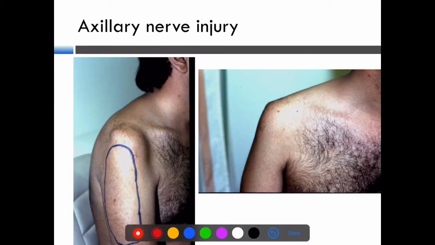You can find a patch of anesthesia, a patch of loss of sensation, in this area when the axillary nerve is injured. In axillary nerve injury there is also loss of contraction of the deltoid muscle, but it is not possible to identify this in acute settings, but the loss of sensation you can always identify.